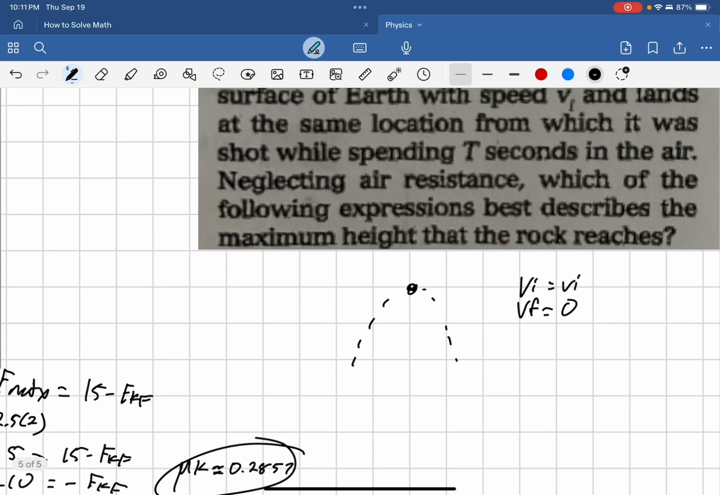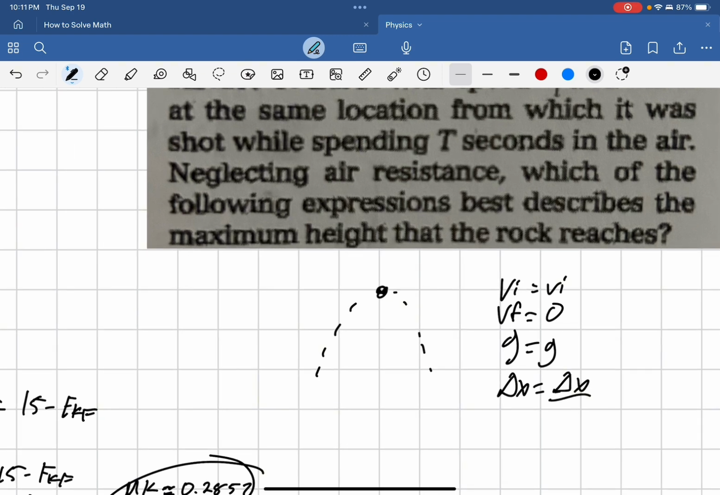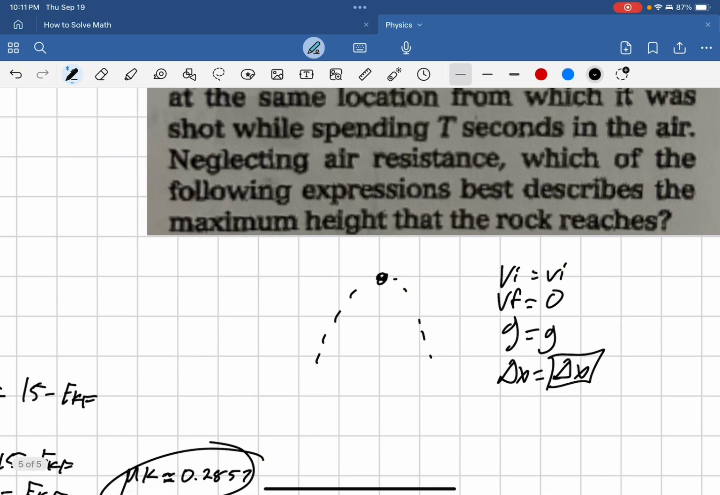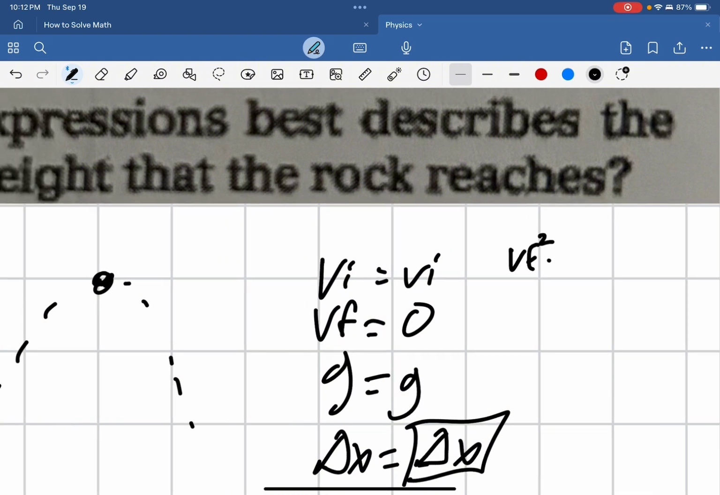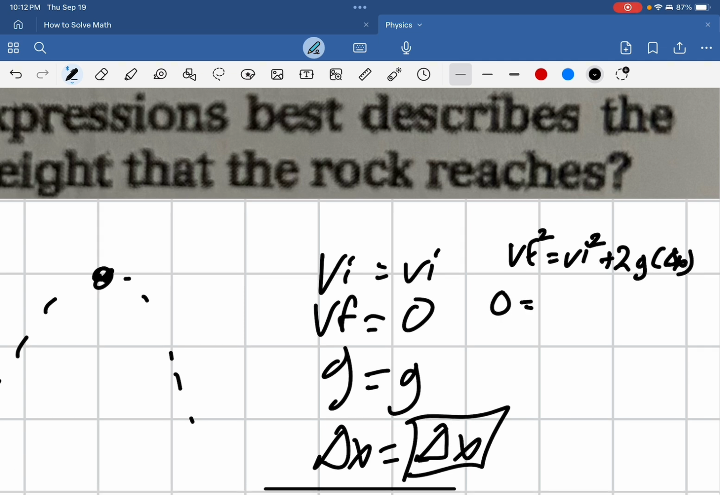We know that g is equal to g, and that there's definitely a change of x here. That's what we're trying to figure out. What best describes the change of x? So we're going to use the equation vf squared is equal to vi squared plus 2g times change of x. In this case, it's going to be 0 equals vi squared plus 2g change of x.